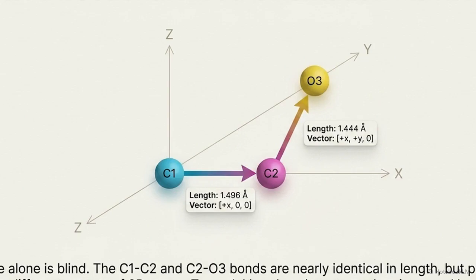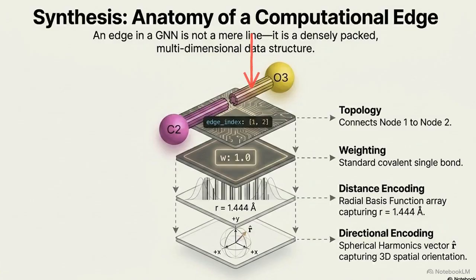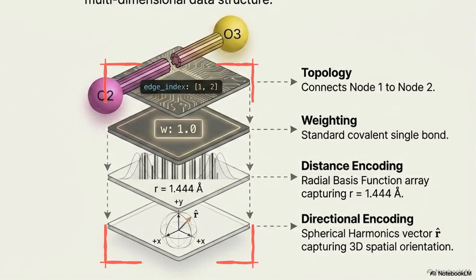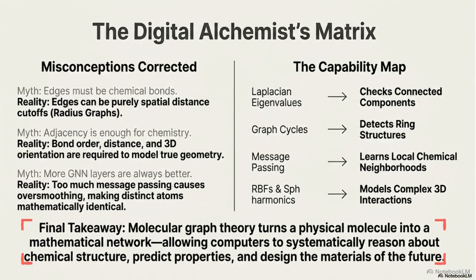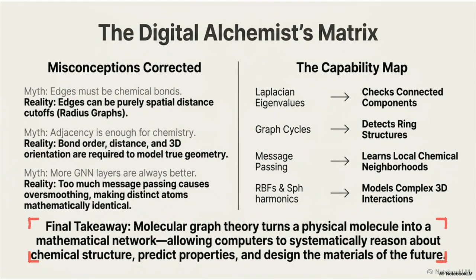Modern networks treat the computational edge as a densely packed data structure. It stacks binary topology, bond weights, distance encodings, and directional vectors into a single multi-dimensional unit. Molecular graph theory translates the continuous reality of chemistry into a mathematical network. By providing a framework to parse chemical structure, it allows algorithms to predict physical properties, reason through geometry, and design the materials of the future.